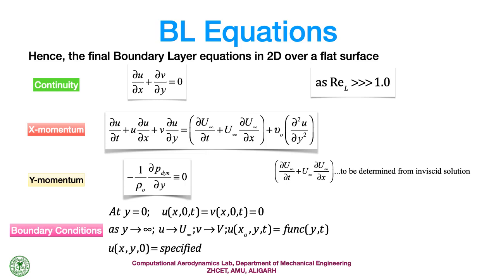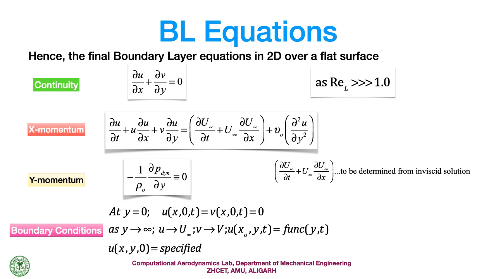Now the continuity equation is del u by del x plus del v over del y. The x momentum equation is this, which is over here, and the term in the bracket is basically the term which needs to be determined from the inviscid solution. Now if you already have a form of u infinity, that means you do not have to calculate the pressure gradient in the x direction. You just need to calculate the u infinity, this part, and you know the x part.